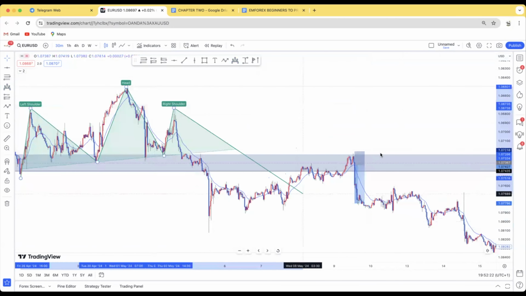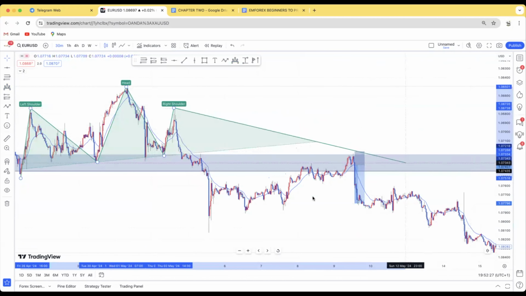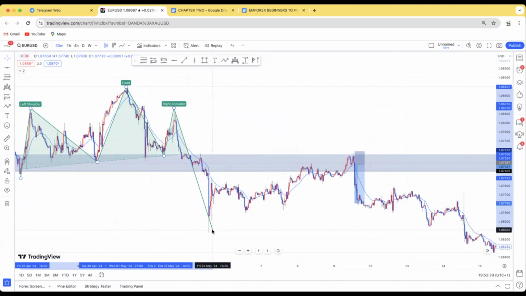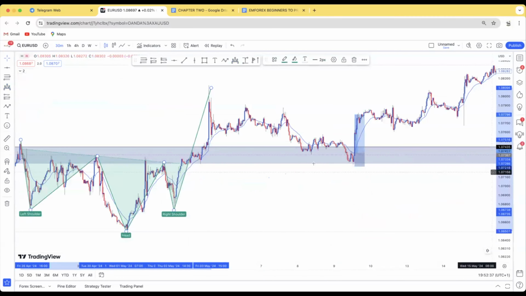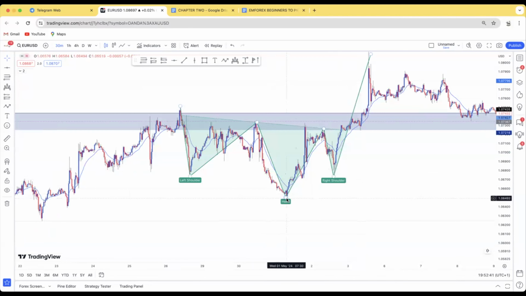So that's the way it is. You get your head and shoulders patterns. And then for the inverse head and shoulders pattern, it's still the same thing, but this time around, the head is at the bottom part. We have the left shoulder, the head, and then the right shoulder.